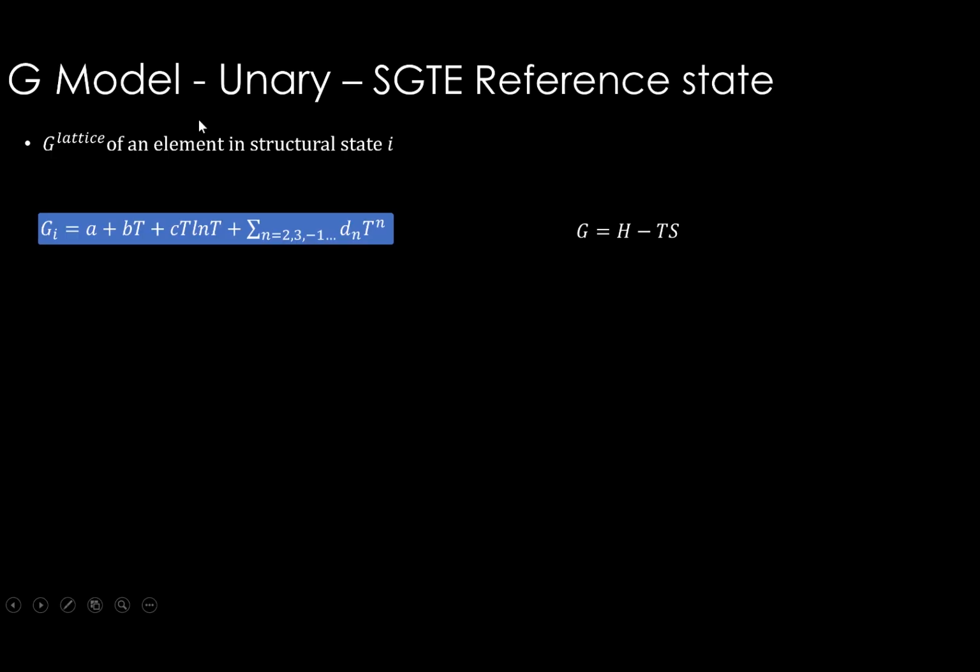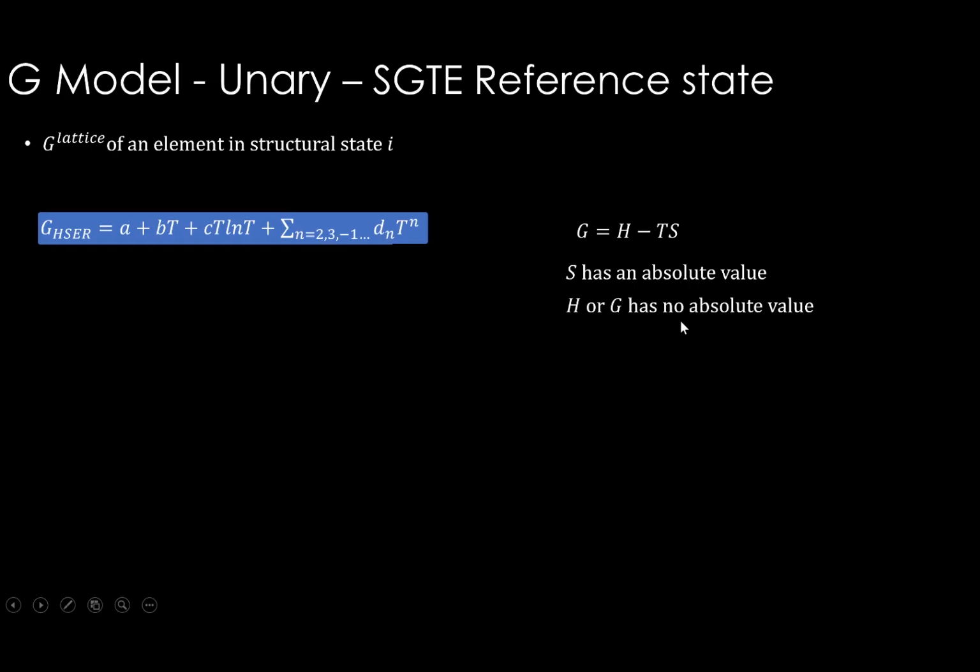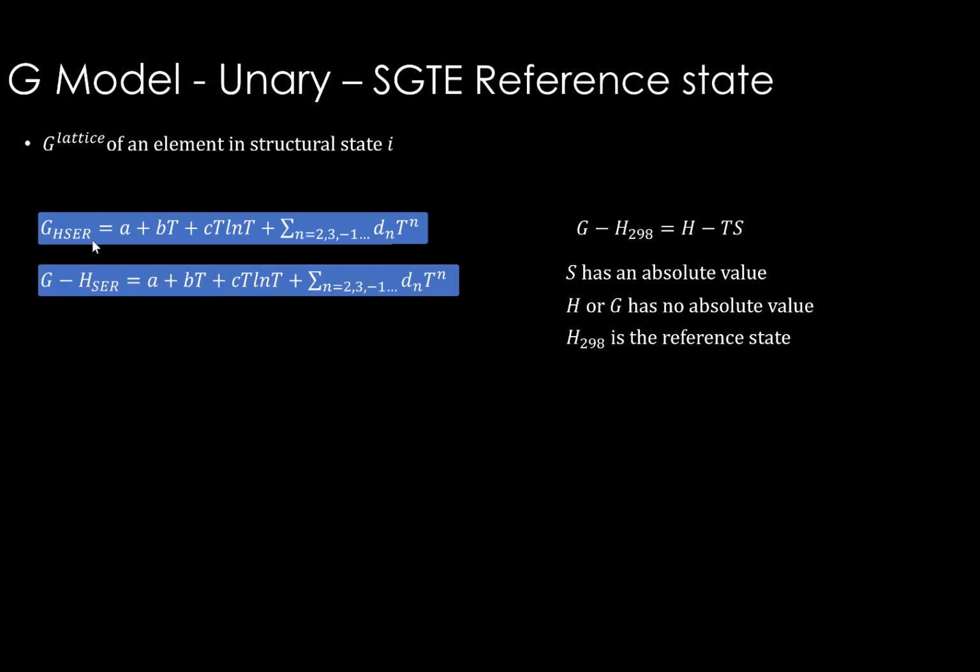Right. Now what is the reference state here? We have to write GHSER, Gibbs energy with respect to a reference state. S has an absolute value, we know that at any temperature, but H or G has no absolute value. Therefore we need to have a reference state. We can keep H298 as the reference state. In that case, G minus H298 is what we are going to use. We are going to call it GHSER. SER stands for Standard Element Reference, and this is what it is.